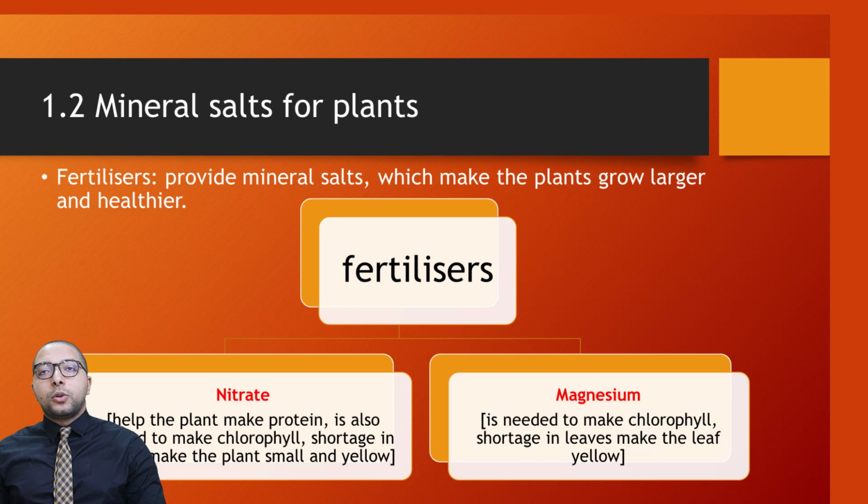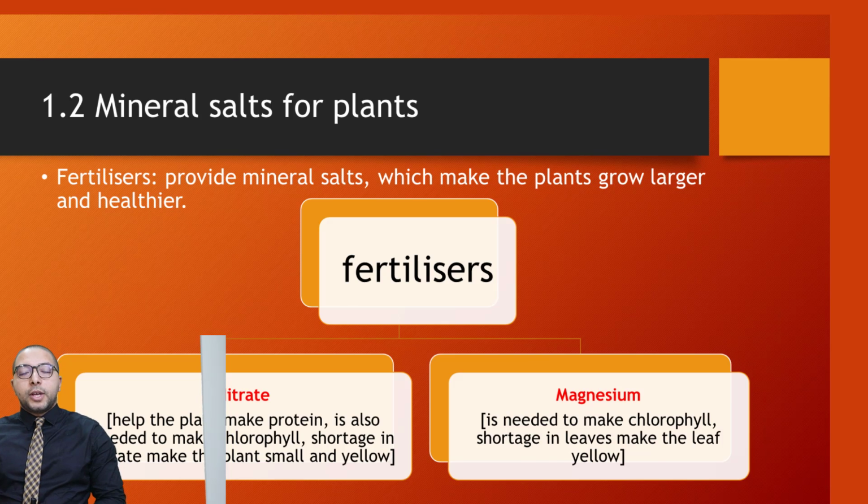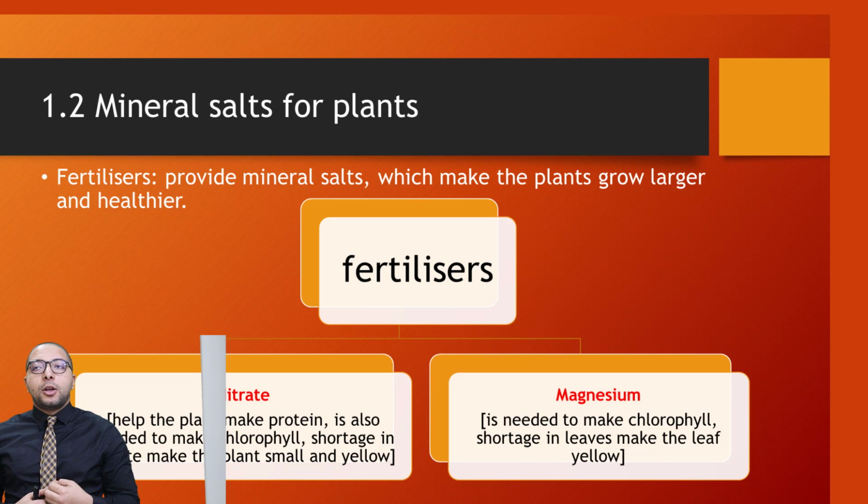The first one is called nitrate. Nitrate helps the plant make protein, and is also needed to make chlorophyll, which is the green color that captures the sunlight for photosynthesis. A shortage of nitrate is going to make the plant small and yellow. On the other hand, we have another mineral called magnesium. Magnesium is needed to make chlorophyll, which is the green color, and a shortage of it is going to make the leaf look yellow.